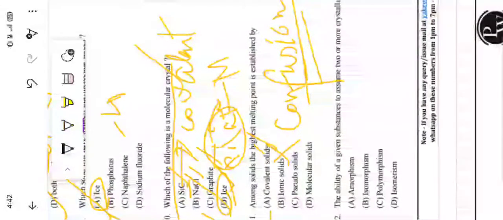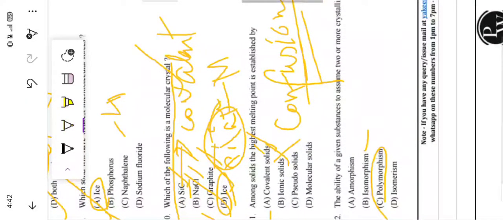The ability of a given substance to assume two or more crystalline structures is called... Two or more crystalline means, iso means two substances of the same crystal. Isomerism, not. The answer is polymorphism.